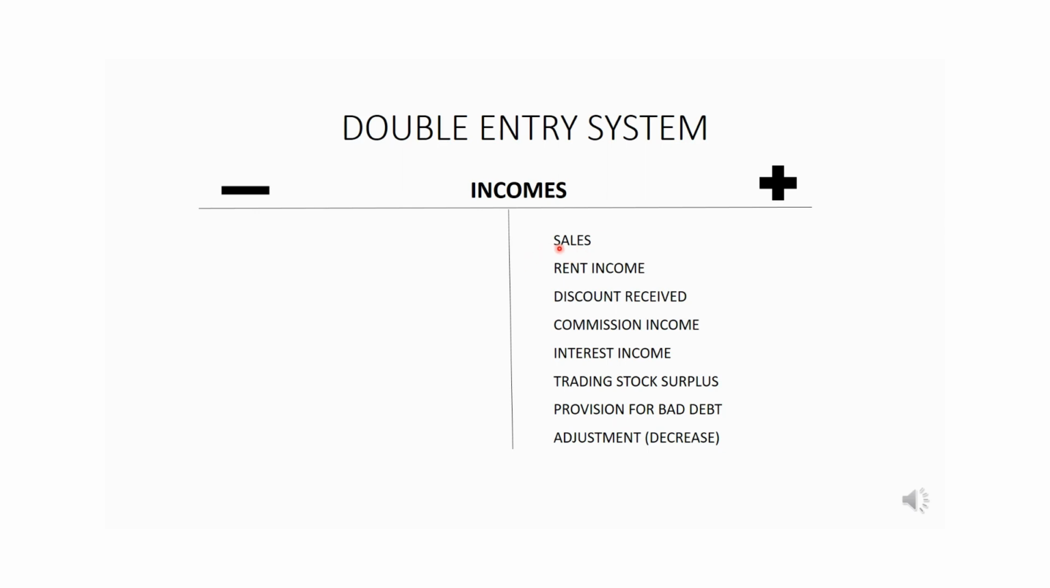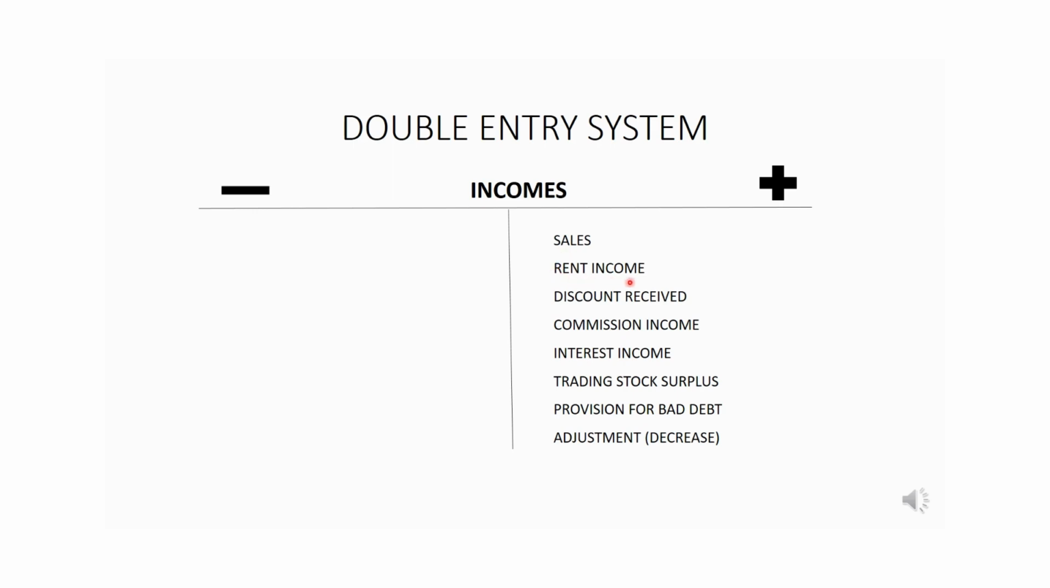Then I won't go into the matching concept, where you say debit bank, credit sales, and the matching concept entry will be your cost of sales being debited and your trading stock being credited. I won't go into that. I'm just explaining the basics of how incomes are affected.